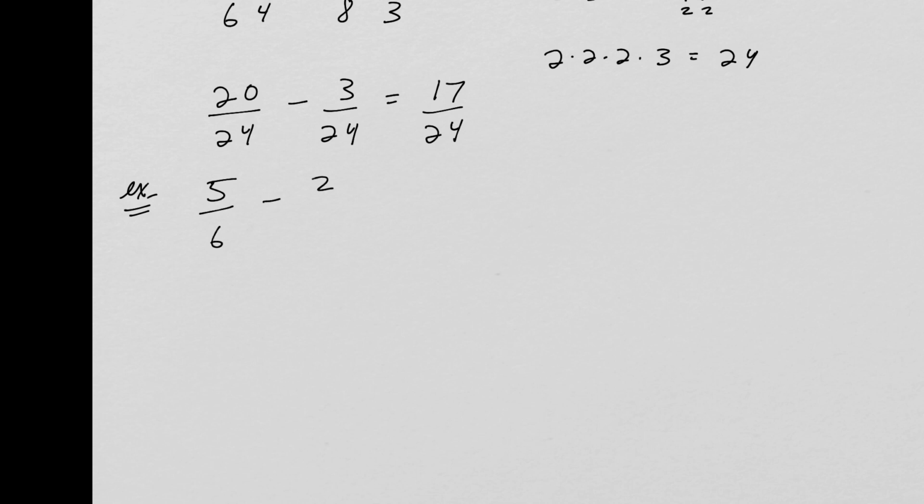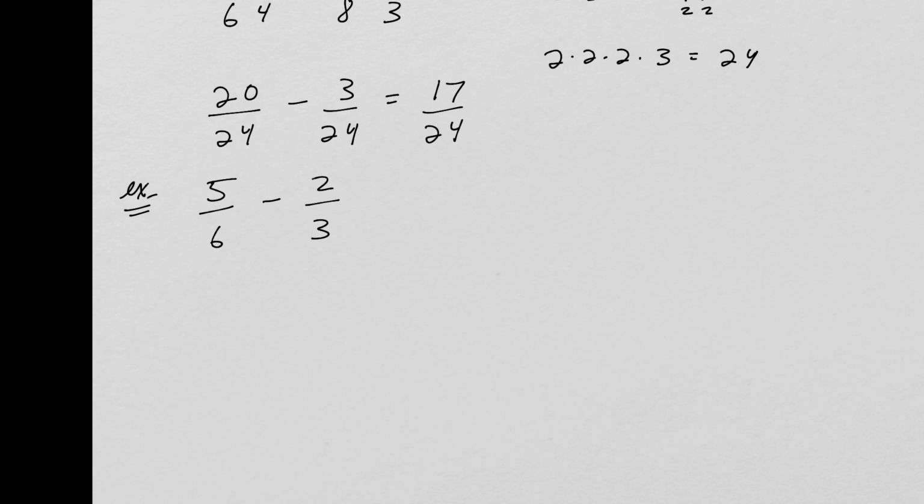Okay, here's another one. 5/6 minus 2/3. So again, mentally you can think about this. Lowest common denominator, right, is the smallest number that both 6 and 3 will go into evenly. And it looks like it's going to be 6, right? 3 goes into 6 twice, 6 goes into 6 once.